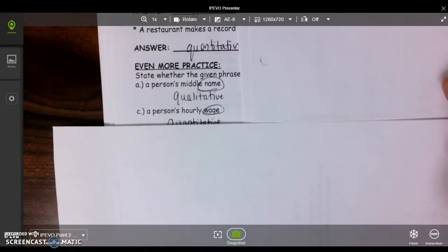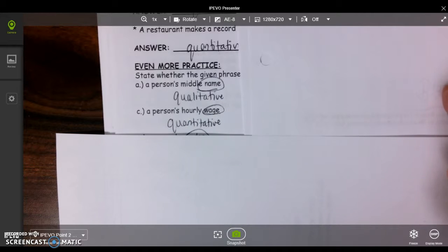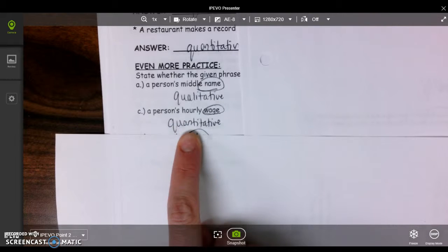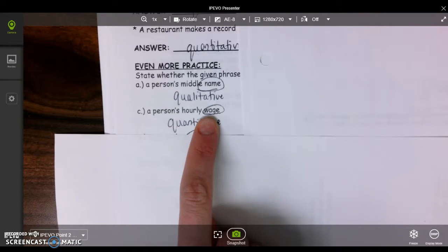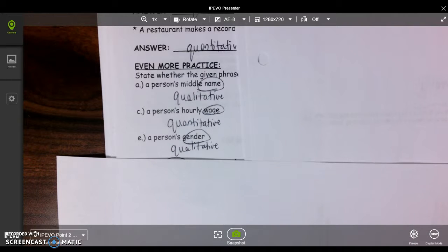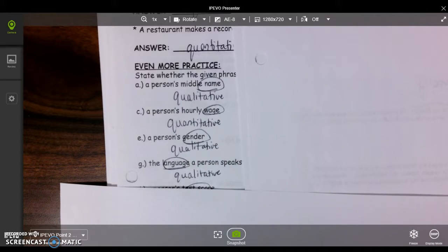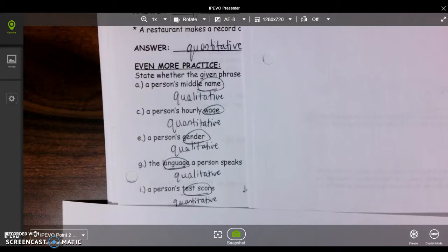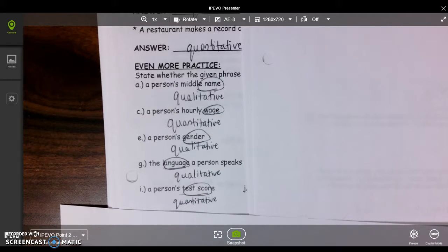I'm going to go down to C. I'll go over to B in a minute. C should be quantitative because we're talking about somebody's wage, right? We're talking about a number. We're talking about an amount of money, so it's quantitative. Then we have E, a person's gender would be qualitative because gender, again, you're describing someone in terms of words, not numbers. And then you have G, which would be qualitative because we're talking language, which again is words, not numbers. And then lastly, on this side, a person's test score would be quantitative because we're talking about numbers, not letters or not words.